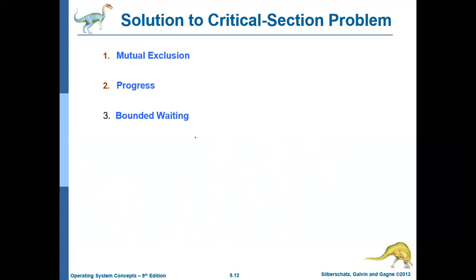Mutual exclusion means at a given time only one process should be in the critical section, and progress means the decision whether a process should enter a critical section or not should not be postponed indefinitely.